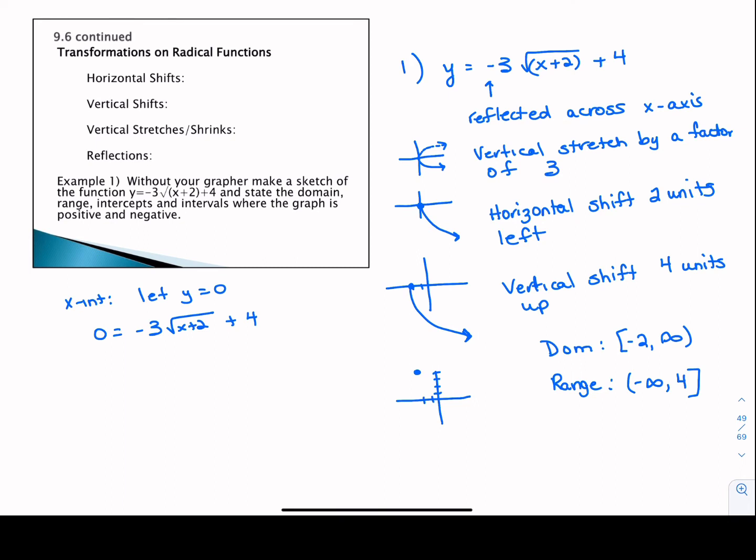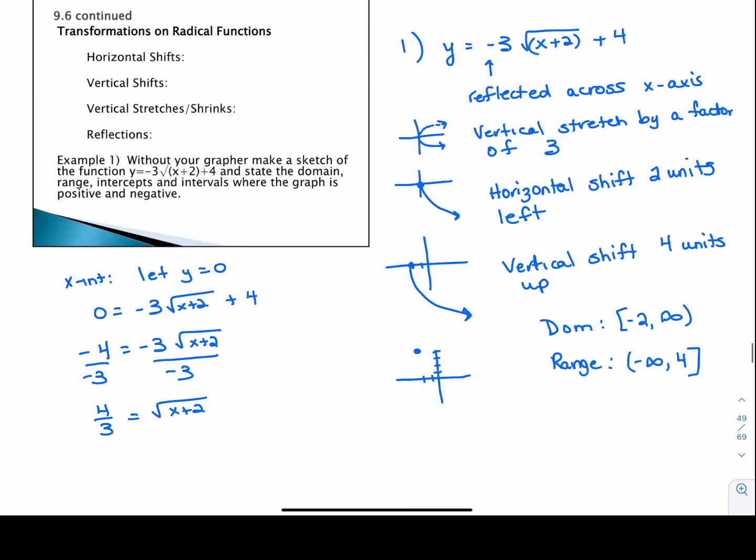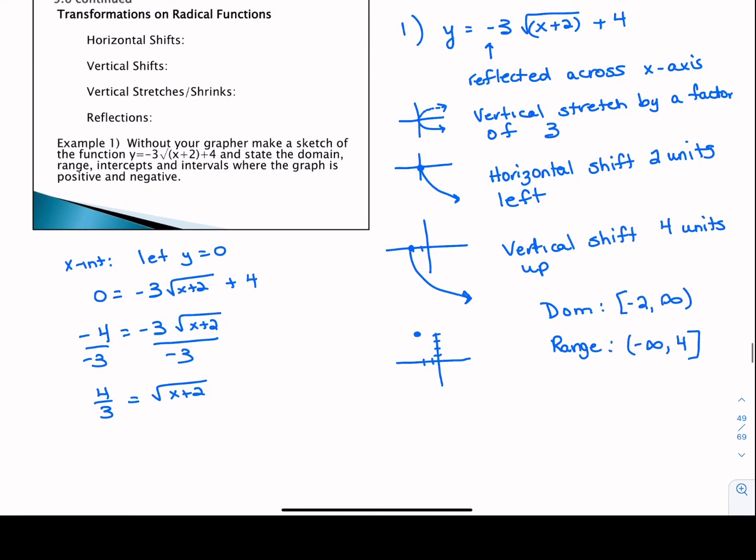If I subtract 4 from both sides, I'll get negative 4 equals negative 3 times the square root of x plus 2. Now from here we want to peel away that coefficient in front of our radical. So I want to divide both sides by negative 3. So you've got 4/3 equals the square root of x plus 2. So we still want to try and solve for x. So in order to get x out of that radical, we're going to square both sides. So if I square the right side, I can square the left side as well.